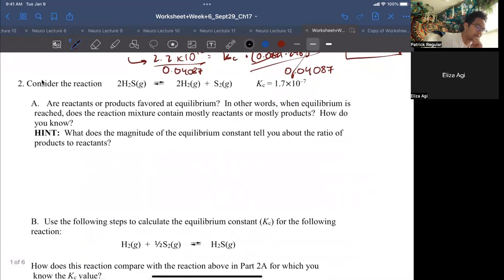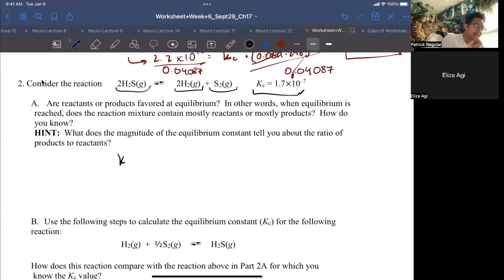Consider the following reaction. You'll have hydrosulfuric acid, you have a decomposition reaction. All right. They give you your Kc constant. All right. Now, are the reactants or products favored in the equilibrium?